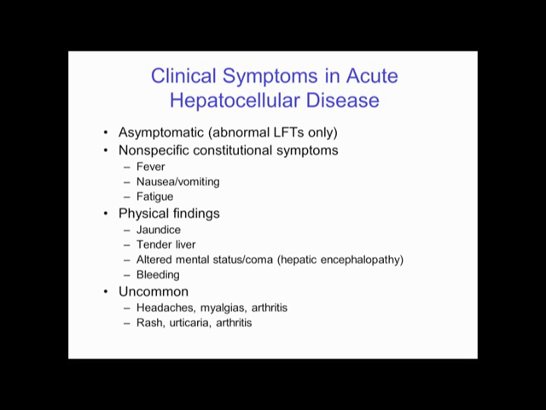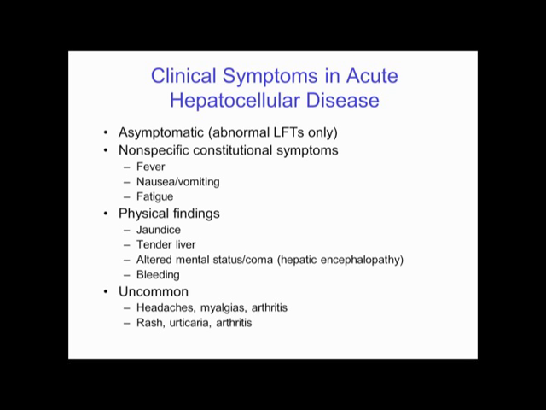So what are the clinical symptoms in acute hepatocellular disease? If it's a mild disease, they're completely asymptomatic. You may just pick this up as abnormal liver enzymes when you're doing a blood panel. Nonspecific symptoms when the liver is pretty inflamed are things like other acute illnesses. You can have a fever, although it's not a huge portion, nausea and vomiting, or loss of appetite, fatigue. Some of the ones that are more specific for liver would be jaundice, tender liver, altered mental status if most of the liver is gone, and unusual bleeding if the coagulation factors are way off.